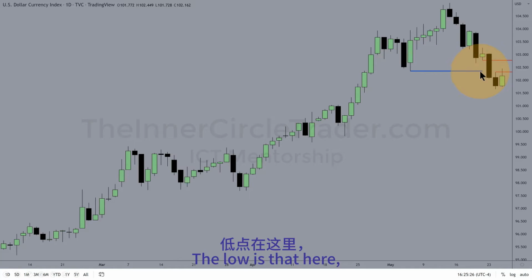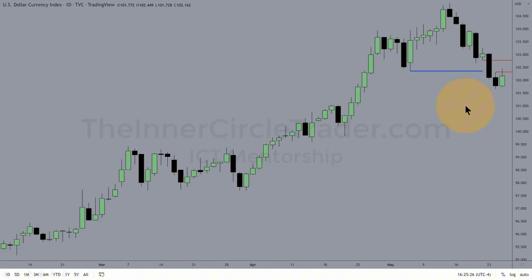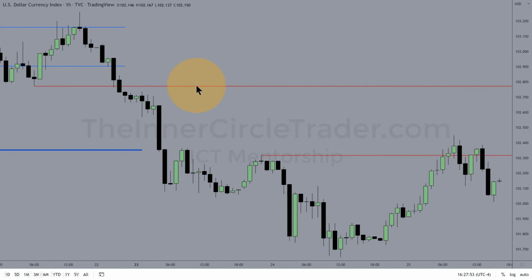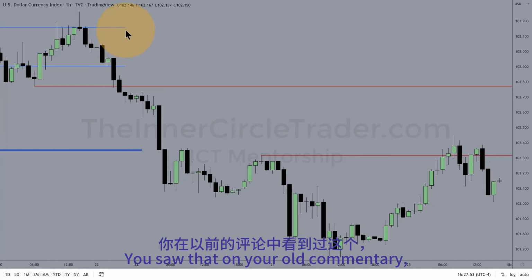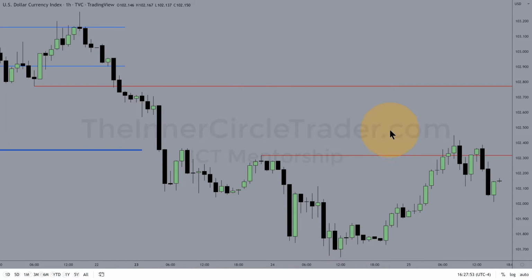The low is that here, that thick blue line. Upper red line, lower red line. That's this candle here, this candle here. So that imbalance, the SIBI. Upper level, lower level, the SIBI. The old low. And this is just an old imbalance. You saw that on your old commentary, so I just left it in there for a frame of reference.